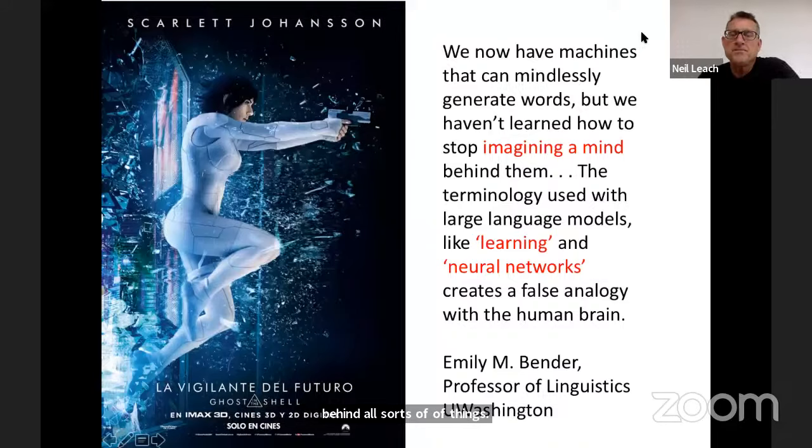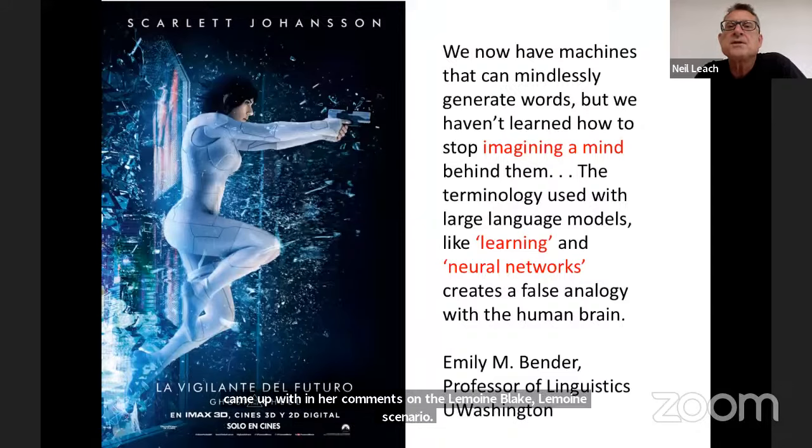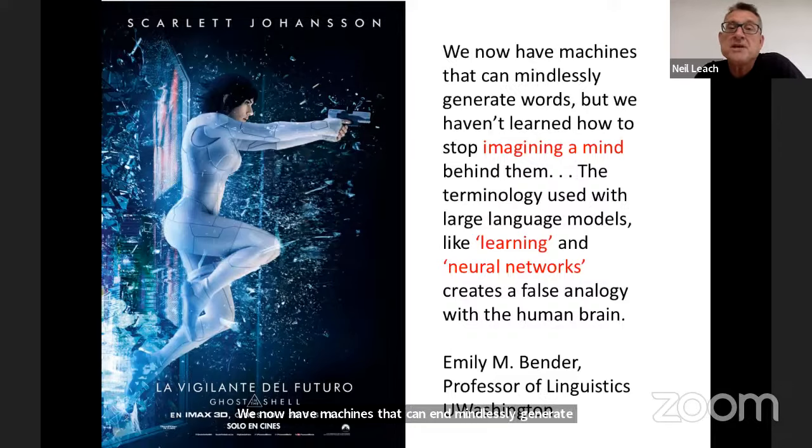So this was an interesting conclusion that Emily Bender came up with in her comments on the Blake Lemoine scenario. We now have machines that can mindlessly generate words, but we haven't learned how to stop imagining a mind behind them. The terminology used with large language models, and this is GPT and so on, like learning and neural networks, creates a false analogy with the human brain. I couldn't agree more with this. It's very difficult to step outside that, especially even the word intelligence. As soon as you use that word intelligence, as a human being, you think about a human notion of intelligence. And it's precisely this kind of confusion that then encourages certain people to anthropomorphize the world of AI.